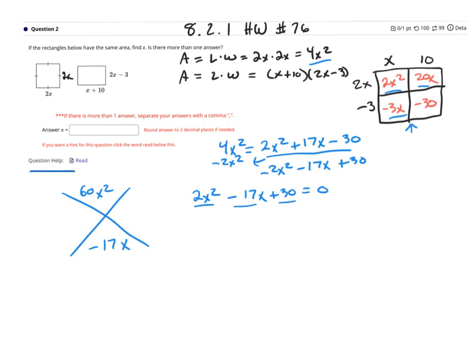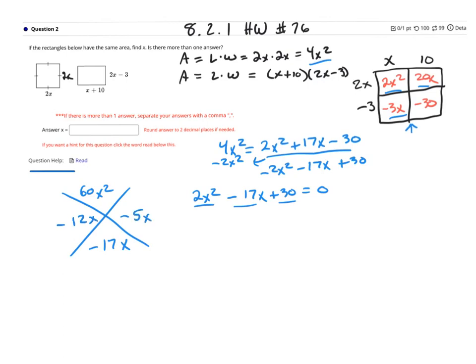Now, since the top number up here is positive, and this number down here is negative, that means that I have two negative numbers here. So what two numbers will multiply to 60 and add to 17? That will be 12x and 5x.